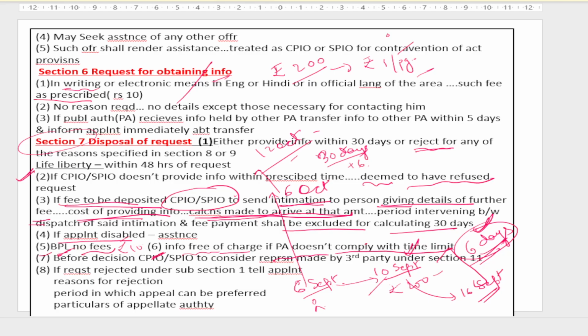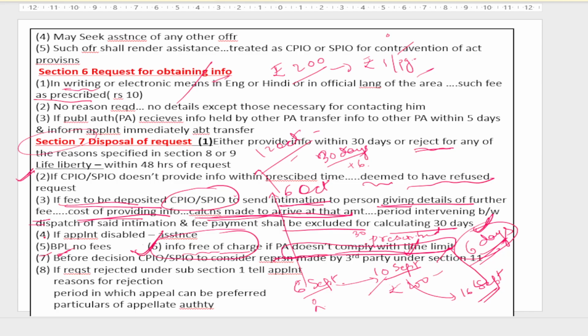So if the public authority doesn't comply with the time limit, does not give the information within the prescribed time limit, which is normally 30 days, it is 48 hours in case of information relating to life and liberty, and it is 40 days in case of third party, then the information needs to be provided free of charge.